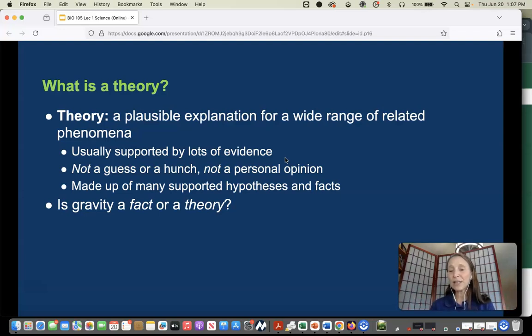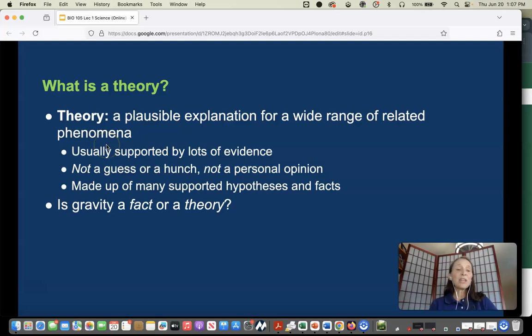So a scientific theory is actually just the opposite. It's not just some random idea that you have. A scientific theory is a plausible explanation for a wide range of related phenomena, meaning it is an explanation that will explain many different phenomena out there. And I'll give you this example of gravity, this theory of gravity, in just a minute.